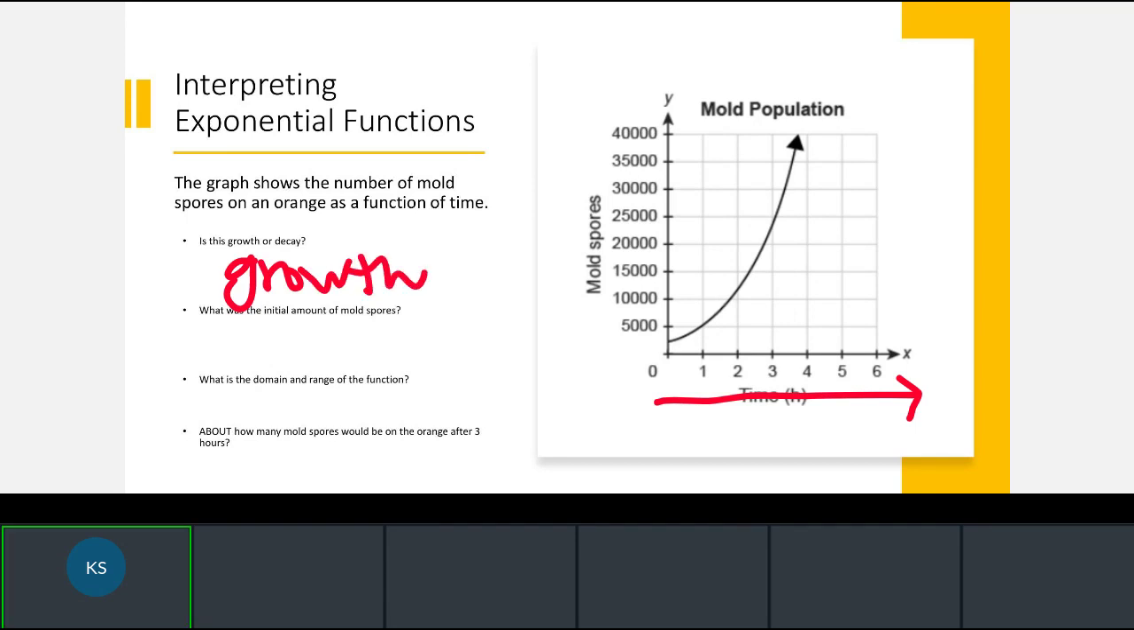Next, we want to ask ourselves, what is the initial amount? The initial amount is the same as our y-intercept. Our y-intercept is between 0 and 5,000, so we could say it is 2,500.